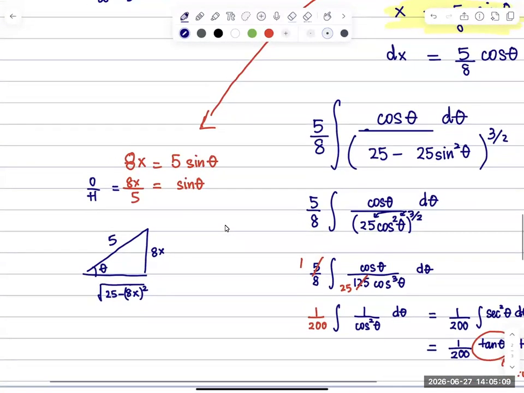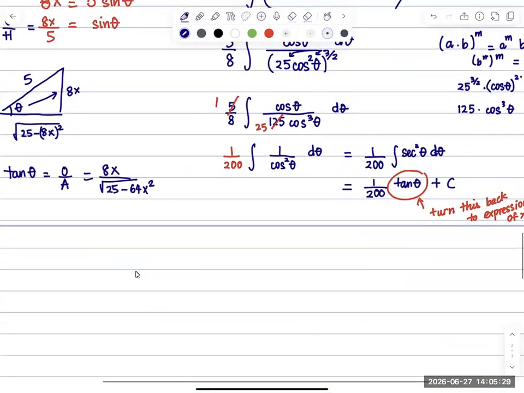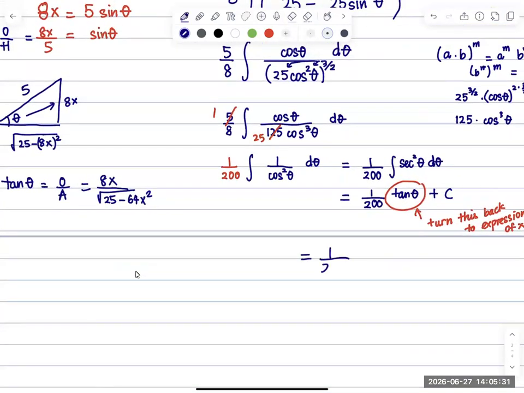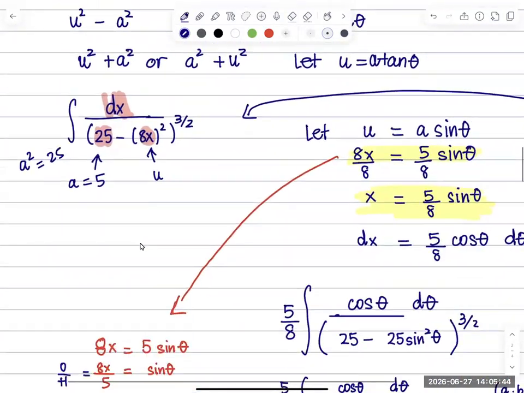So using the help of the triangle, we can find tangent theta is equal to opposite over adjacent, which is 8x over the expression that we just found, square root of 25 minus 64x squared. Now, back to our final answer, we have 1 over 200 times 8x over square root of 25 minus 64x squared plus c. That is our final answer for this integral.